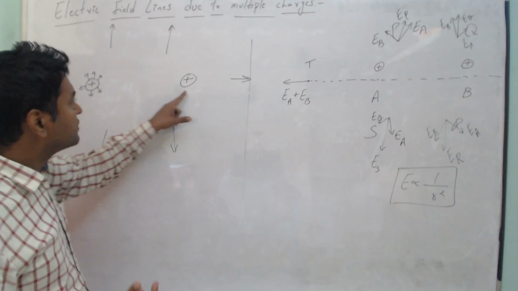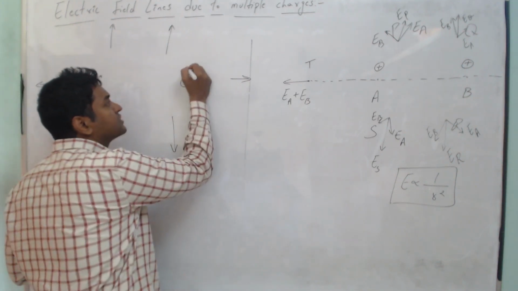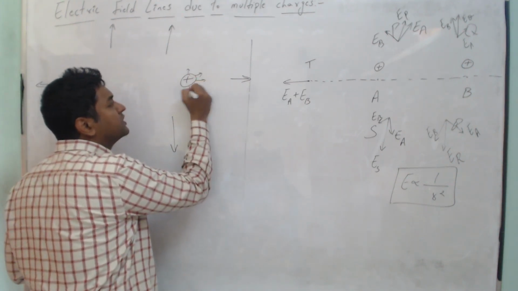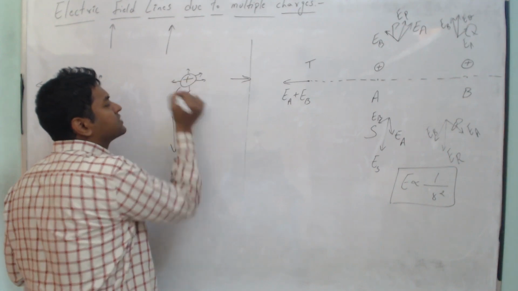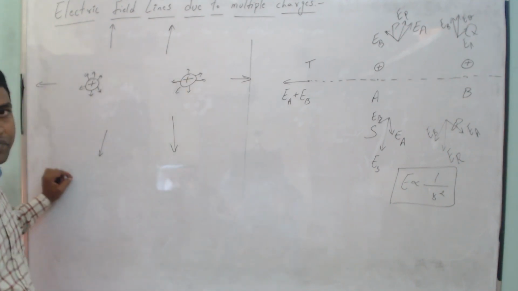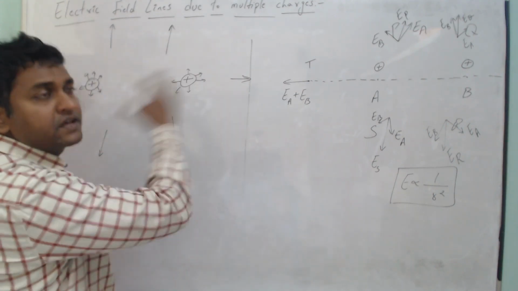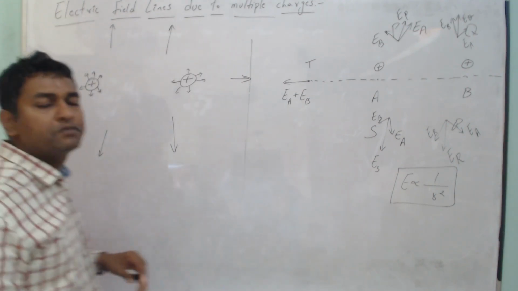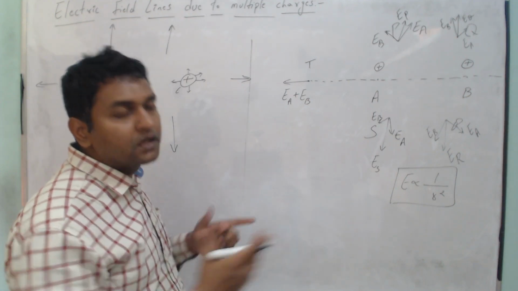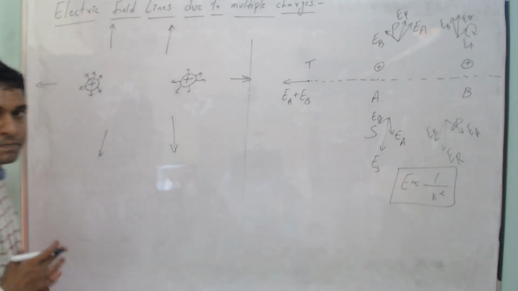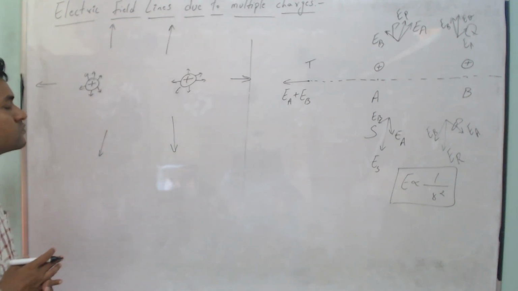Similarly, very close to this positive charge also, it will behave as if only this positive charge is existing. Only when we come a little bit farther distances, the effect of both the charges will matter, because magnitudes will be comparable. Correct?